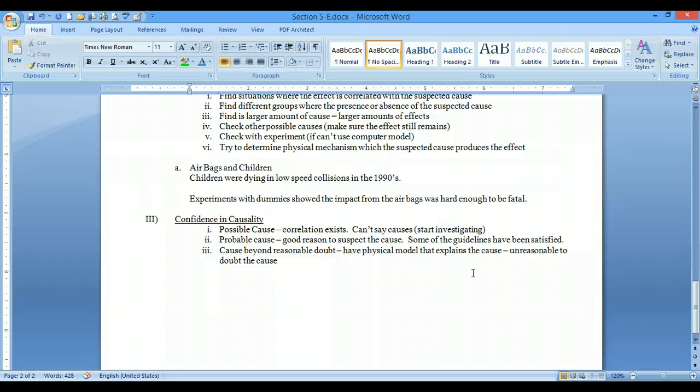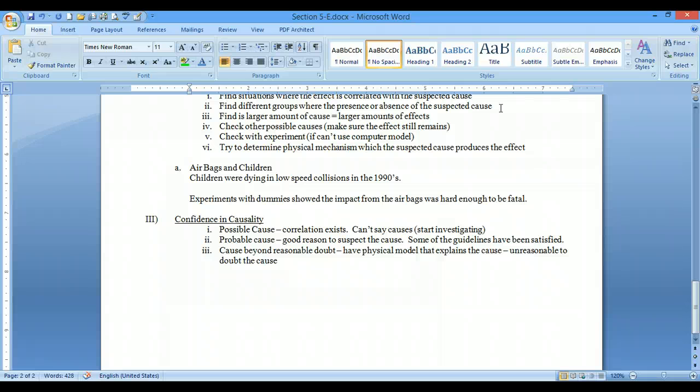Now, the last one is confidence in causality. There's the possible cause, that the correlation exists. You can't say it's a cause, but that's what makes you start investigating. The next is probable cause. There's good reason to support the cause, and some of these guidelines up here may have been satisfied. Maybe you found different groups where the presence or absence of the suspected cause either caused greater or lesser effects.